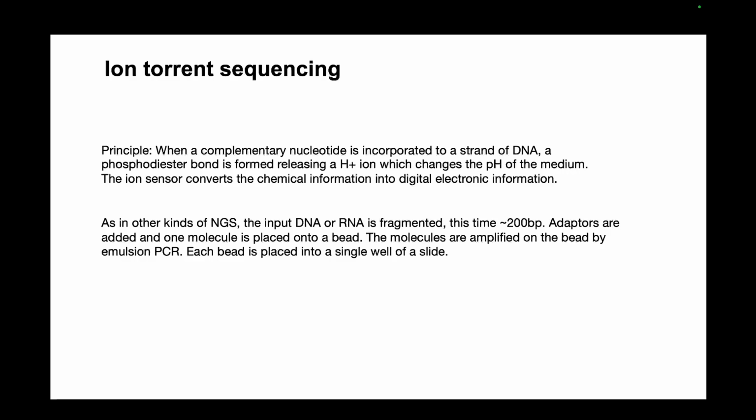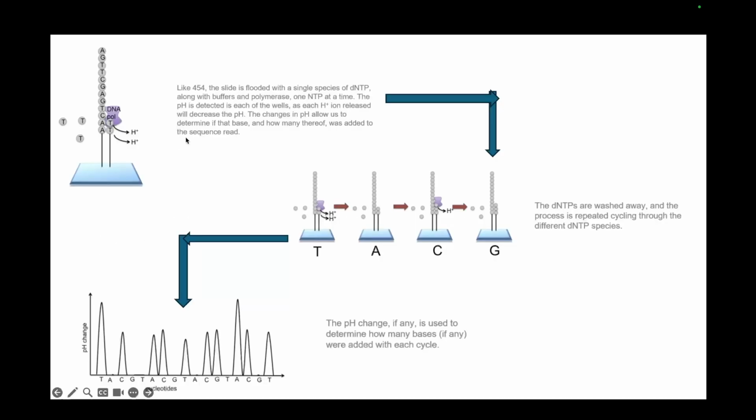The ion sensor will convert this chemical information into digital electronic information, just as the base callers do as well. They check what light has been emitted, and then you can convert it into digital information about what base has been added. Okay, so this is the whole overview.